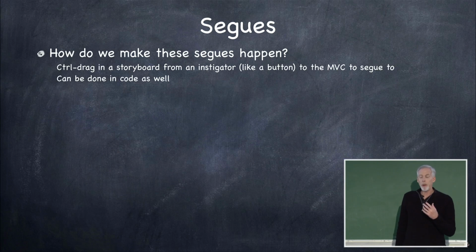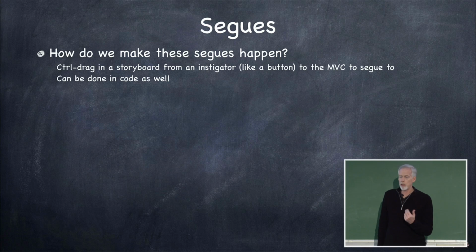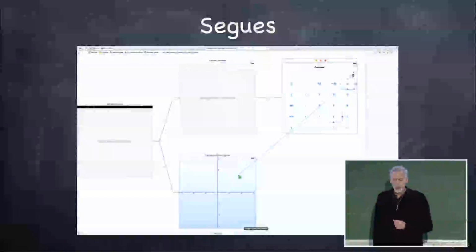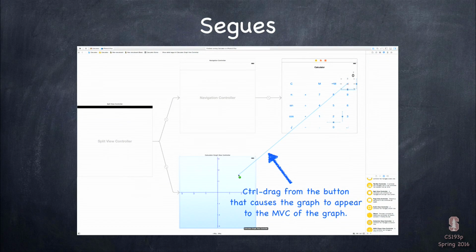It's also possible to make segues happen in code. There's a method you can call that says do this segue, it's called perform segue. Okay, so here is something wired up as of our last lecture here. I've got a split view controller, and the detail is this little graphing thing at the bottom.